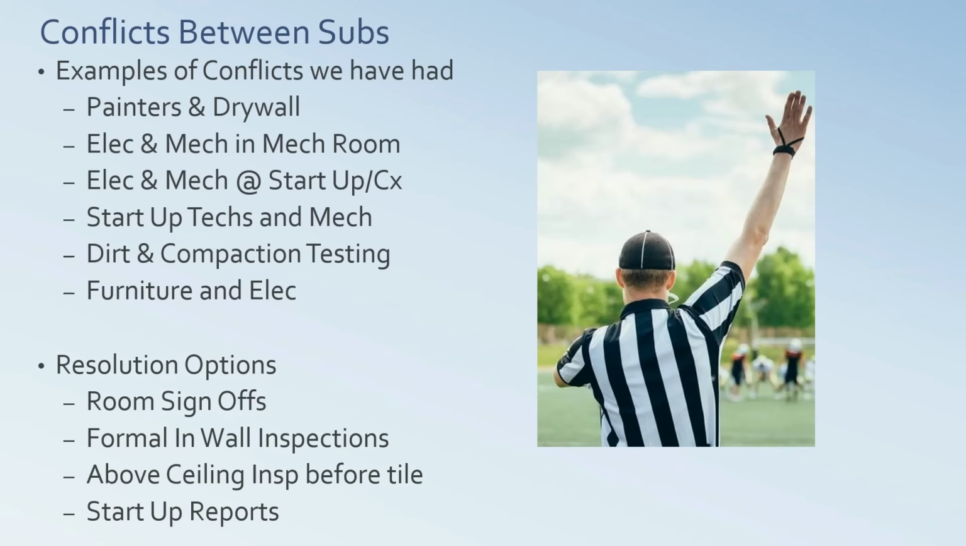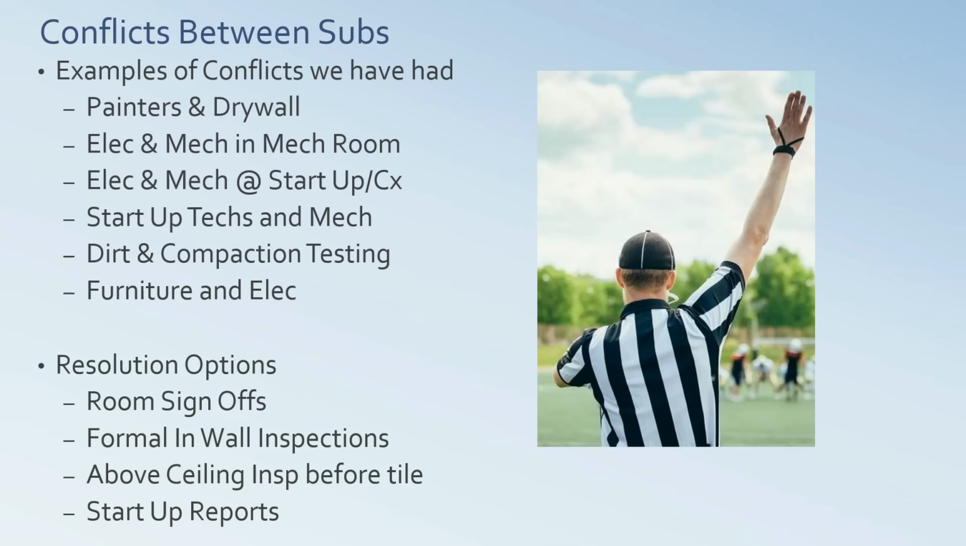Examples of conflicts that we've had: painters and drywall folks. They do not mix. That's oil and water right there. And they like to point fingers. And the painters blame the drywallers, and the drywallers say there's nothing wrong with the wall, and it's the painters don't know how to paint it. And it's just an age-old conflict right there. Electrical and mechanical boys in a mech room.